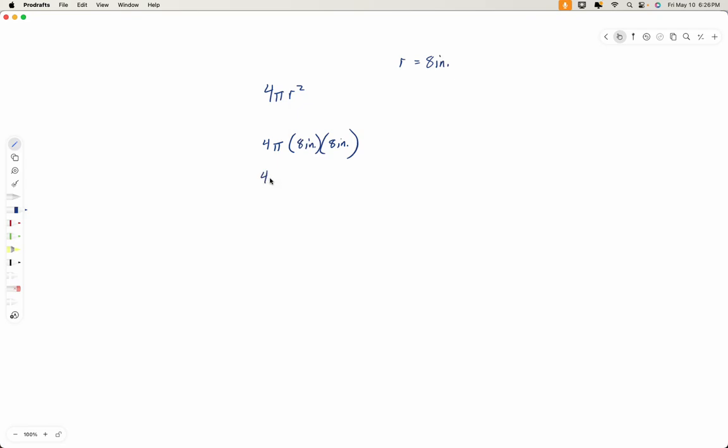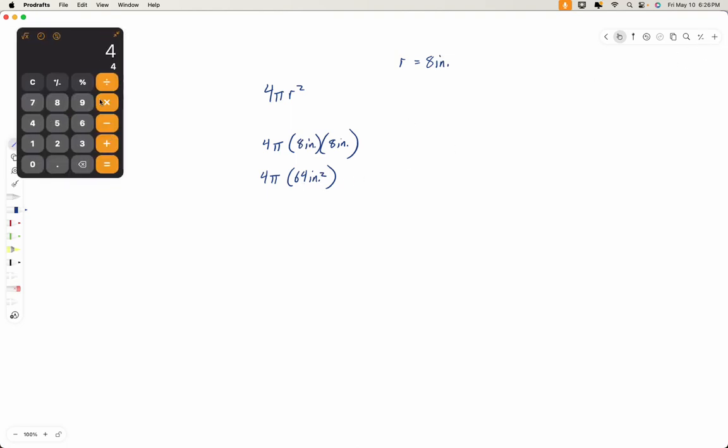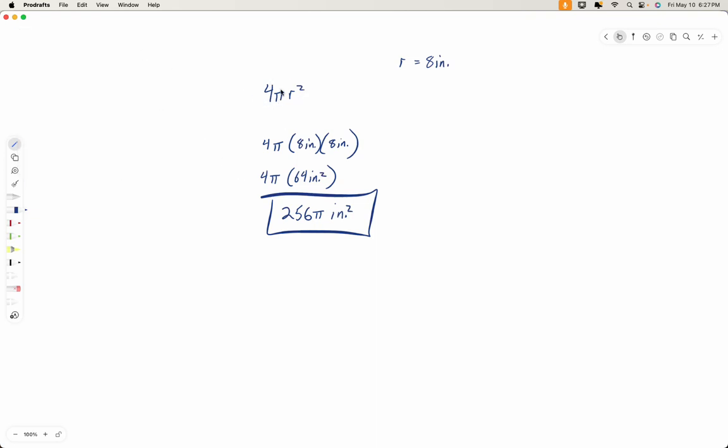So 4 times pi times 8 inches times 8 inches. So it's going to be 4 times pi times 64 inches squared, and 4 times 64, I can't quite do in my head. 4 times 64 is 256. So 256 pi inches squared. That's your answer. You just have to follow what it tells you to do. That's all you have to do. It gave you the formula to use. You just had to drop the 8 inches into the radius.